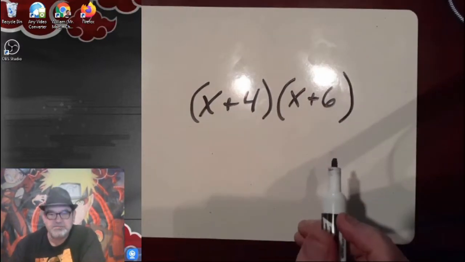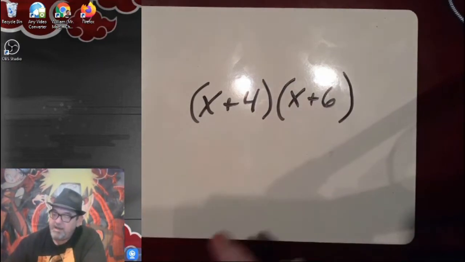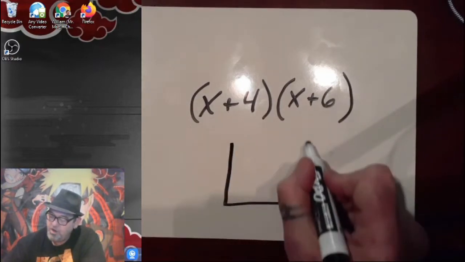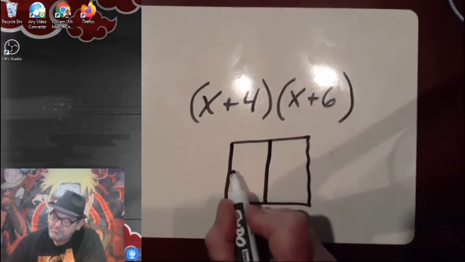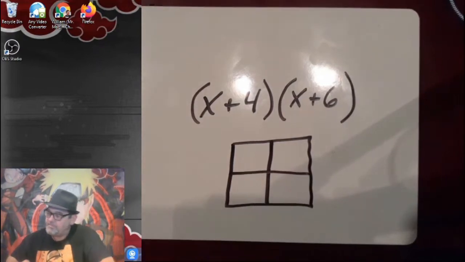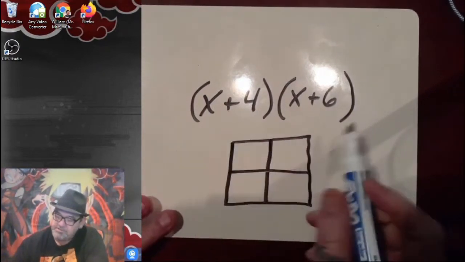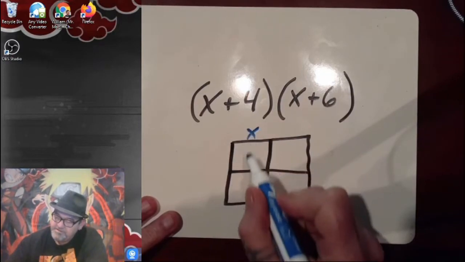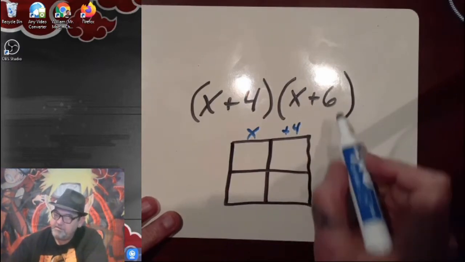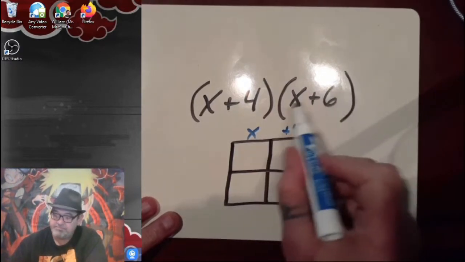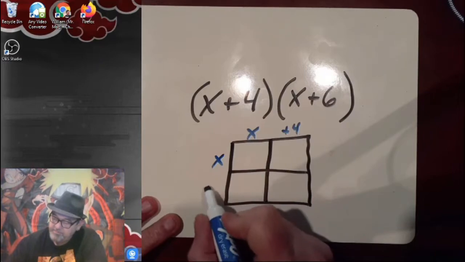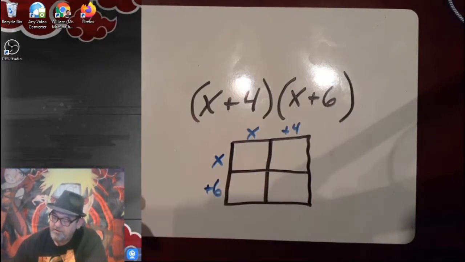So here is the easiest way to do this. We call this the box method. I call it the grid method. What you do is you draw a grid that is 2 by 2. So I have 2 columns and 2 rows. And what we do is we take the first binomial, x plus 4. I'm going to put the x above this column here, and the plus 4 above this column here. Then I'm going to take my second binomial, x plus 6. I'm going to put the x in this row right here and the plus 6 in this row right here.